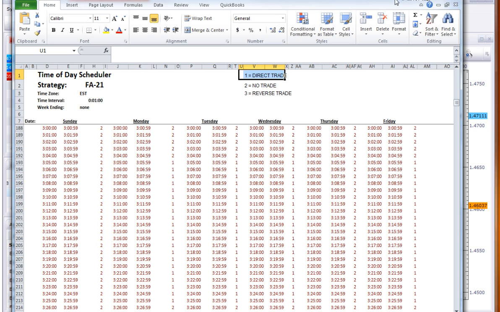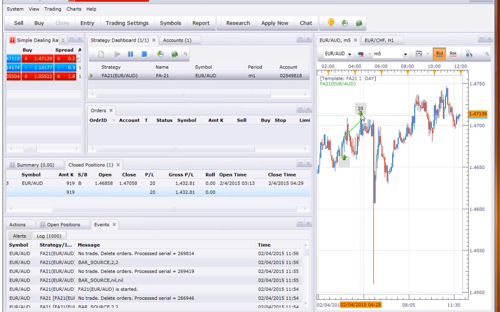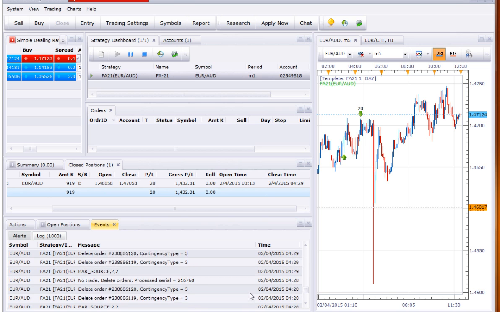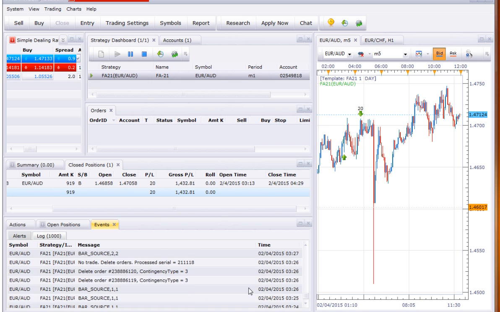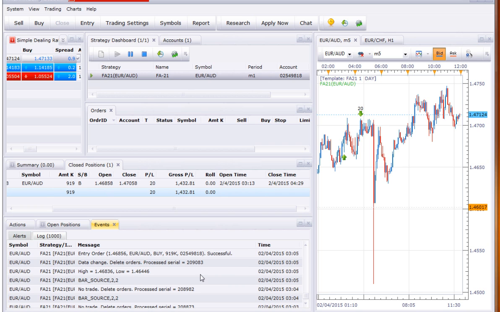So let's move that out of the way for a second. So right here you see at 3:13 it executed a buy. At 4:29 it closed it. Let's take a look at the event viewer. Take a look, see what was going on at that time. Okay. Here at 3:05, remember we said at 3:05 the scheduler showed it changed from 2 to 1. Here's where FA21 created entry points.